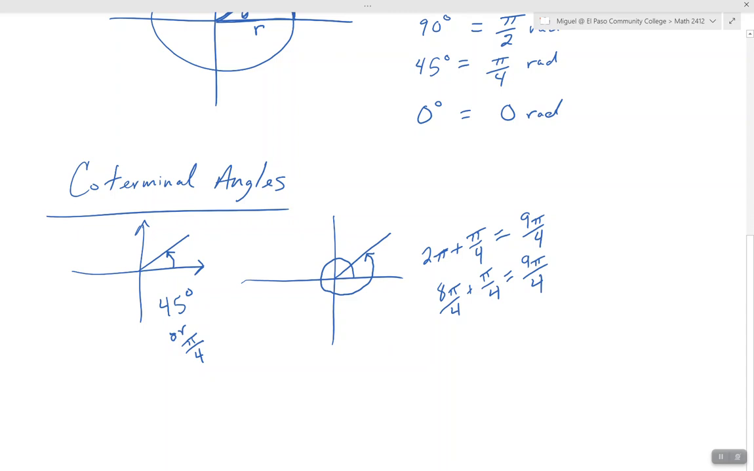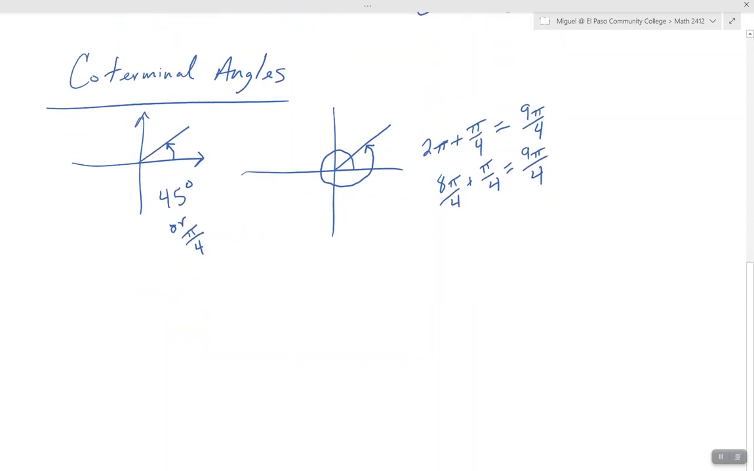Good. What is it in degrees? 405. So we went all the way around, and then 45 degrees more. Good.